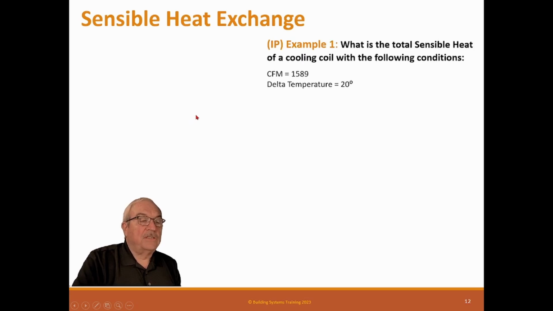Okay, sensible heat exchange. Let's do some examples, see how easy this actually is. So what is the total sensible heat of a cooling coil with the following conditions? CFM 1589 and the differential temperature 20 degrees. The reason I use these weird numbers is I also do this for SI, and I try to make them so that they're whole numbers on the SI scale also. So that's why the weird numbers on CFM. So the formula is Q equals 1.08 times flow times delta T. And so in this equation, it's 1.08 times 1589 times 20, which equals 34,322 BTUH.